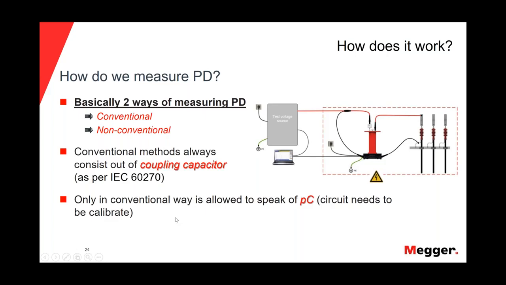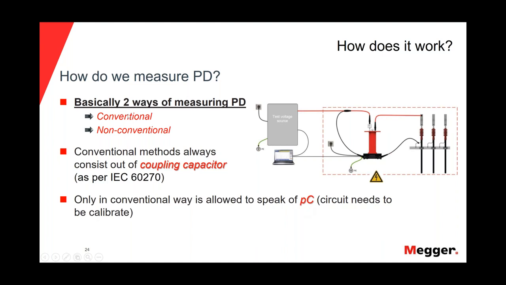62170, okay? So only when we work in the conventional way is it allowed to speak of picocoulombs. We will see in the next slides that we will measure the partial discharge, and the unit of the partial discharge is the coulomb. And we will measure very small quantities of charge. For this reason, we will measure in picocoulombs, at the best, nanocoulombs, okay?